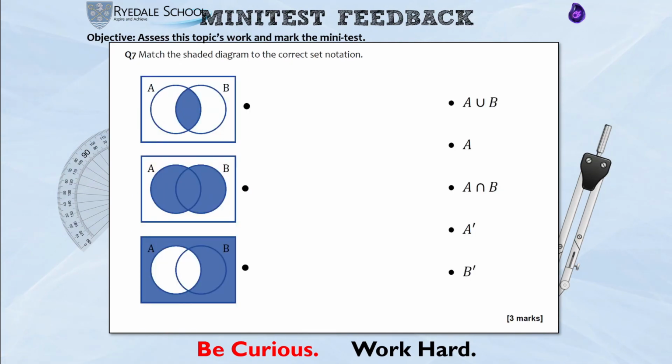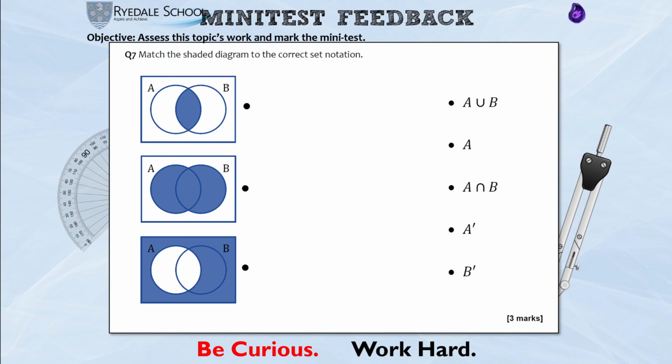Question 7 asks us to match the shaded diagram to the correct set notation. This is nice and easy to mark because it's 1 correct mark for each answer. Obviously, I gave you a couple of extra choices on the right, so there's a few distractors there.